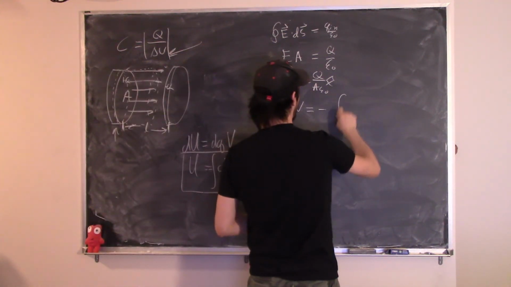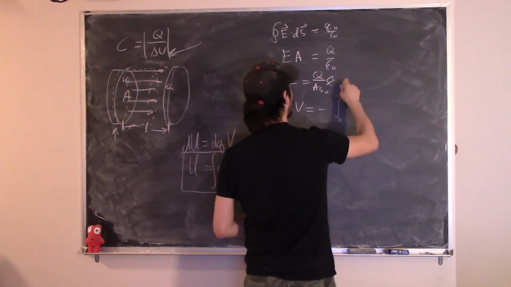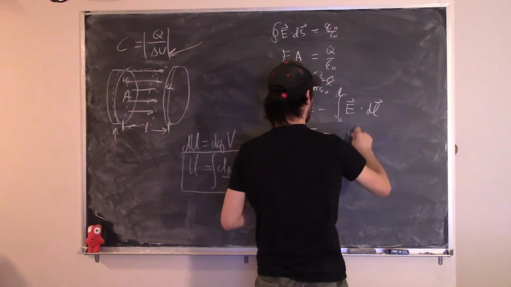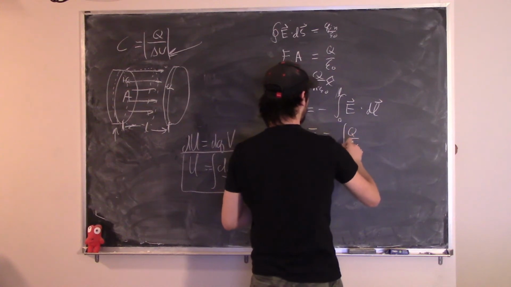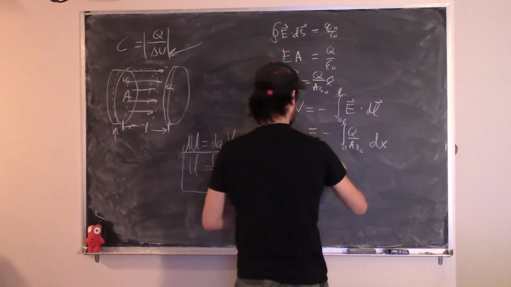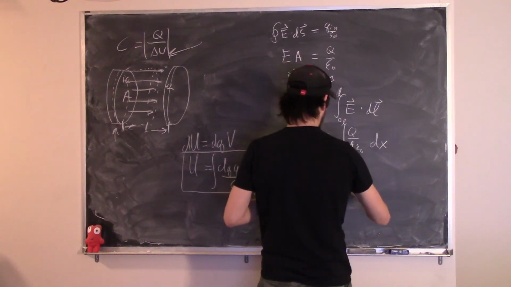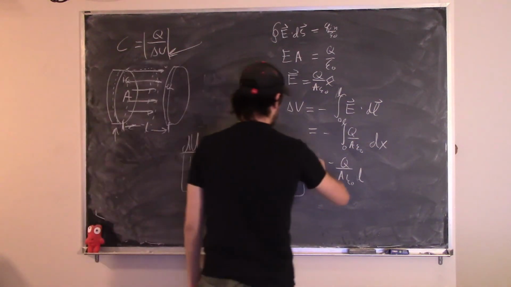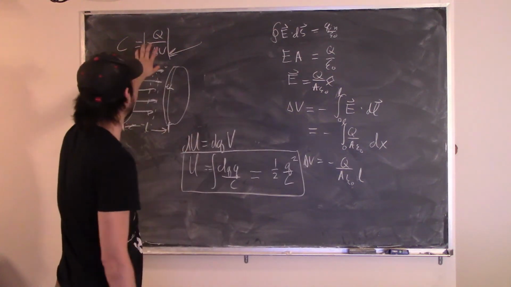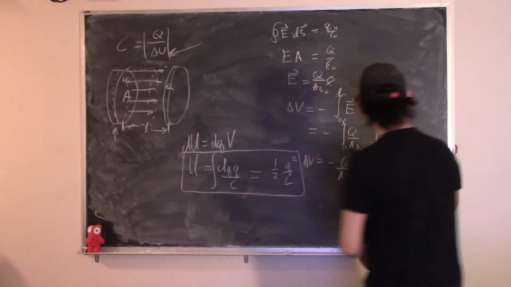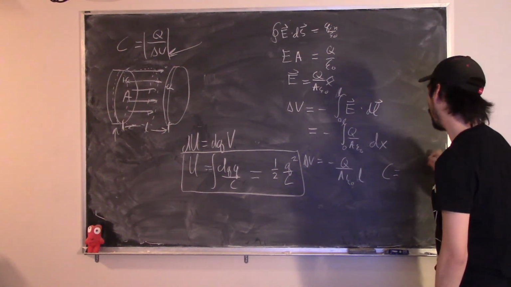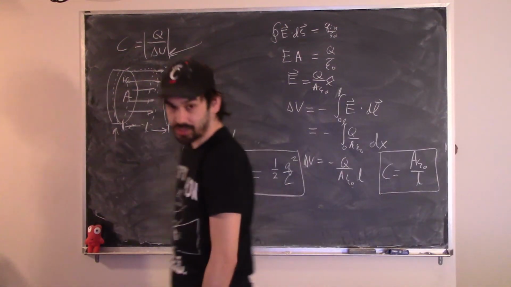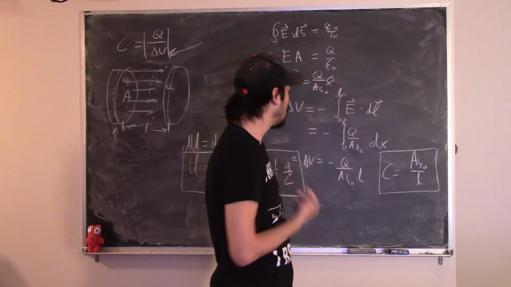And now what we want to do is find delta V between here and here. So this is equal to the negative integral from 0 to L of E vector dot dl. This is going to be equal to minus Q divided by A epsilon naught, integral from 0 to L dx. And so this is minus Q divided by A epsilon naught, times L. Now we're one step away from finding the capacitance. We have what delta V is, and so we just take this and plug it into the definition of capacitance. And that's going to say that the capacitance is equal to A epsilon naught divided by L.